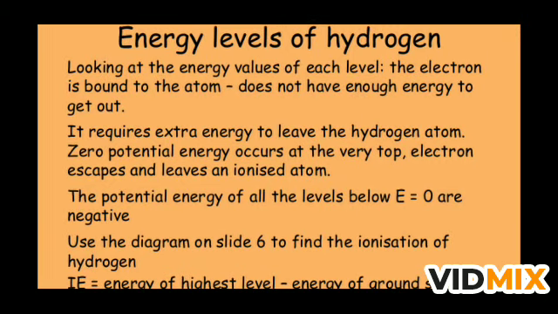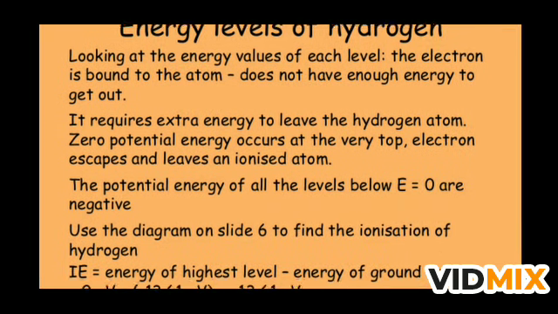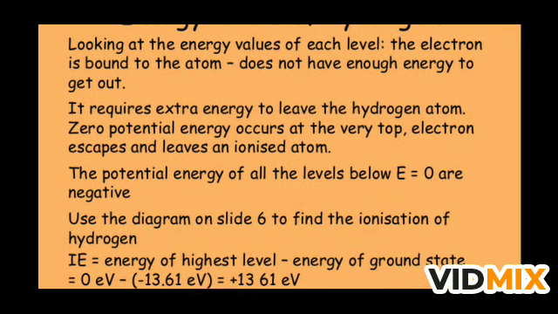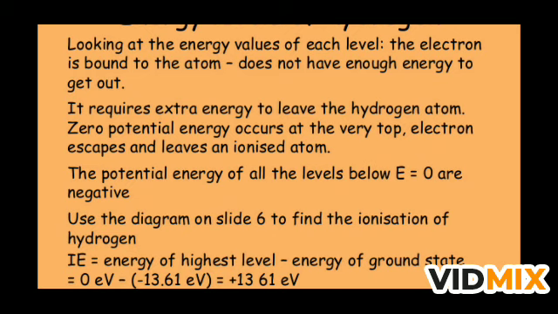Looking at the energy values of each level, the electron is bound to the atom and does not have enough energy to get out, so it requires extra energy to leave the hydrogen atom. The zero potential energy occurs at the very top, where the electron escapes and leaves an ionized atom. The potential energy of all the levels below zero is negative.